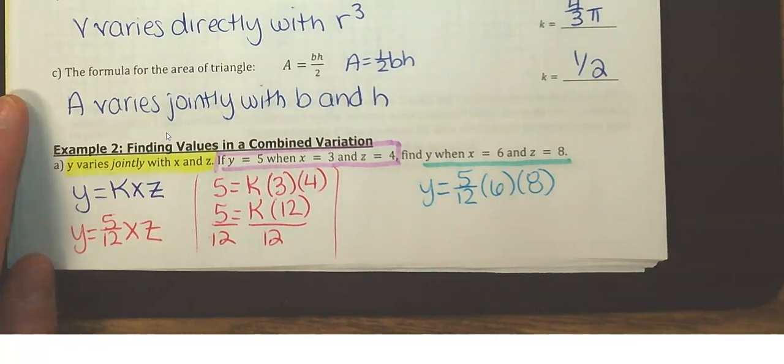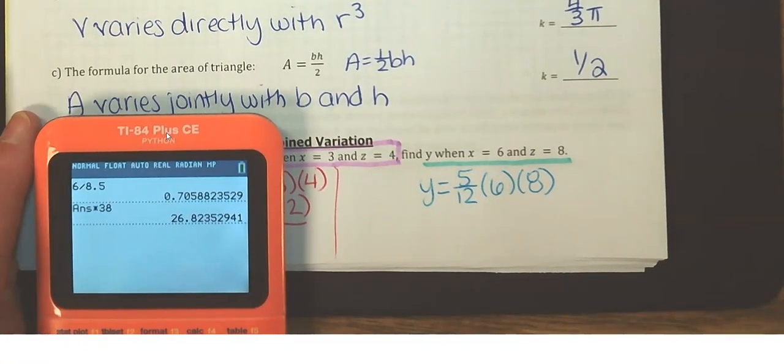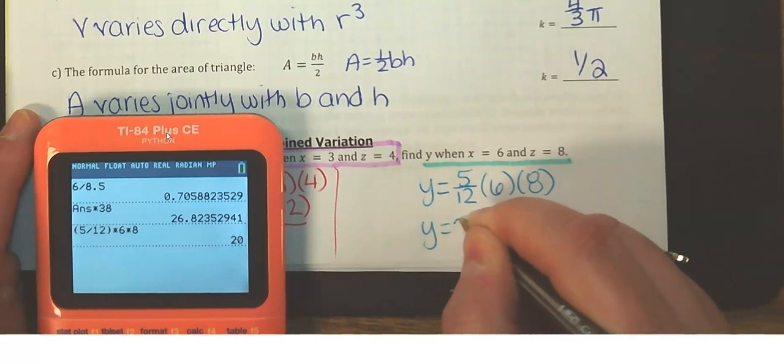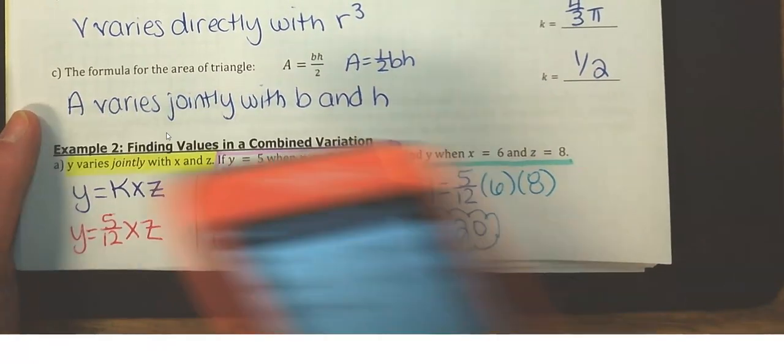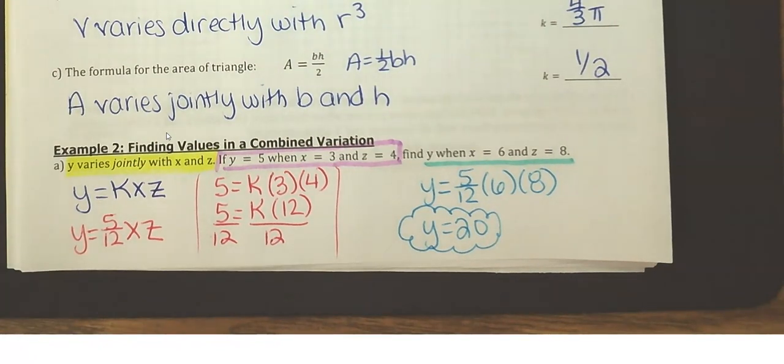And we can just put that right into the calculator. You can do it by hand if you want to. So I'm going to do 5/12 times 6 times 8. And I'm going to end up, actually this is a nice answer, y is 20. This is the actual answer to the question, but we had to do all that work to be able to get to that place. We had to set up the equation, find the constant, and then you're actually going to be asked to use that equation to find something else. In that case, it's going to be y. Is anybody having a question so far?